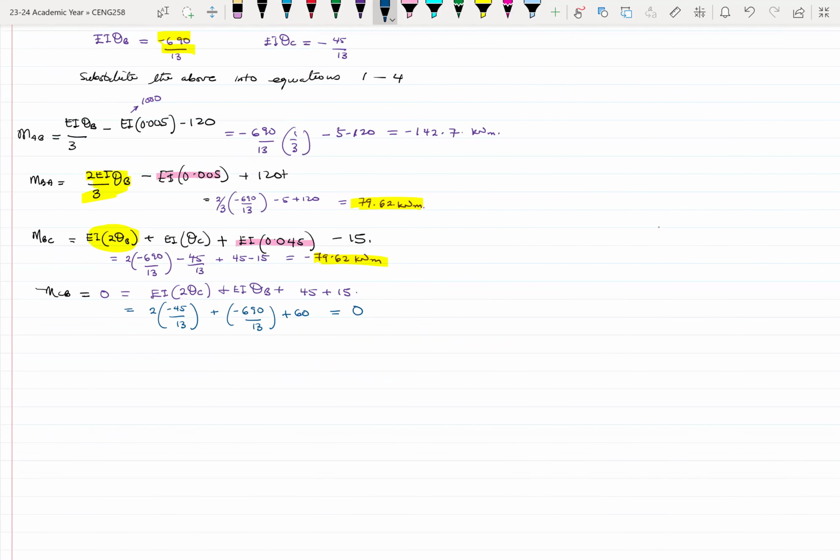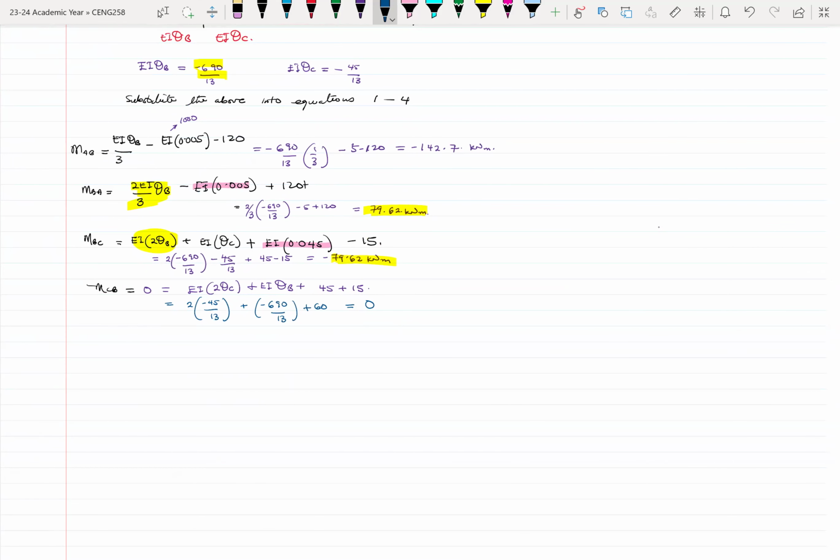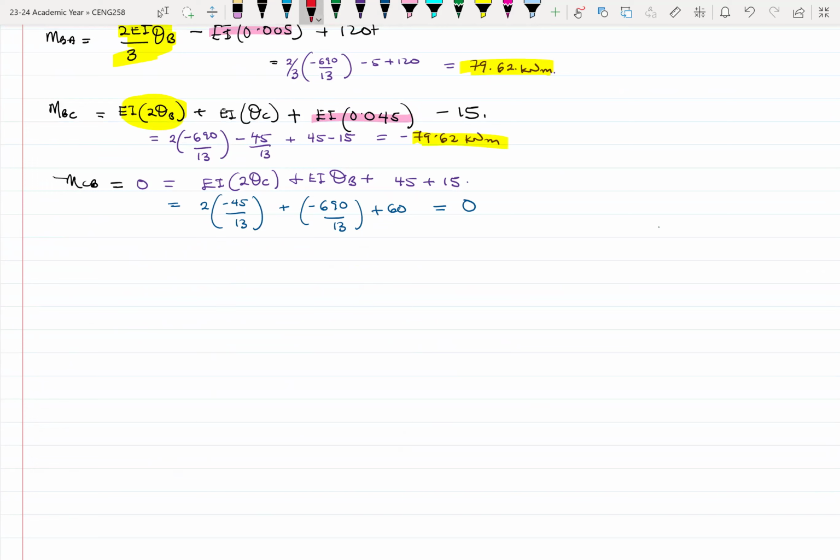So we found the end moment. And from here on out, whatever we'll be doing is similar to the 3 moments equation method. All right, so now we go to our beam.